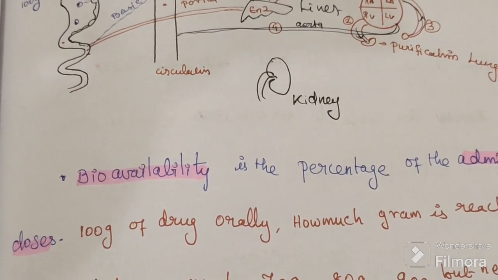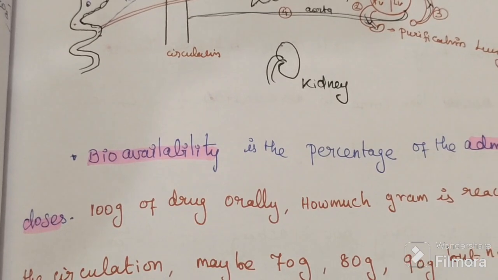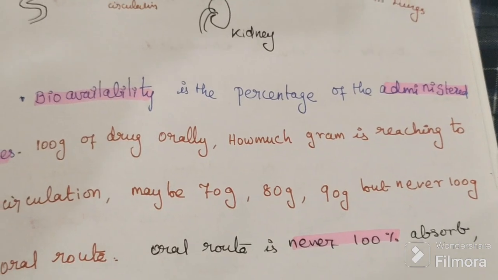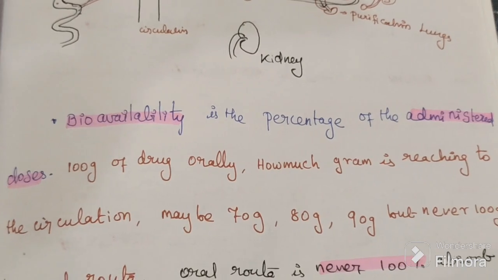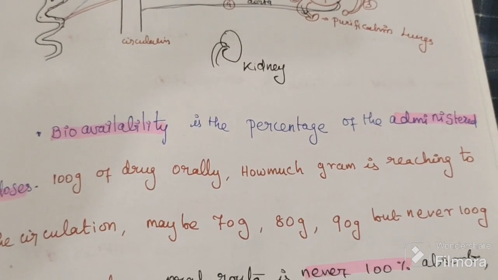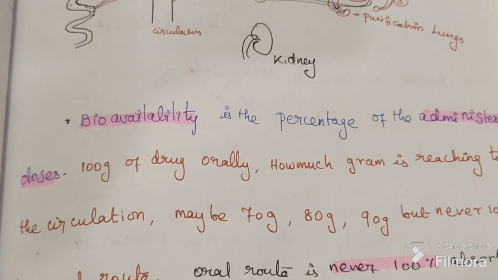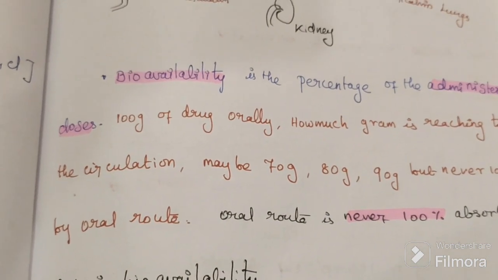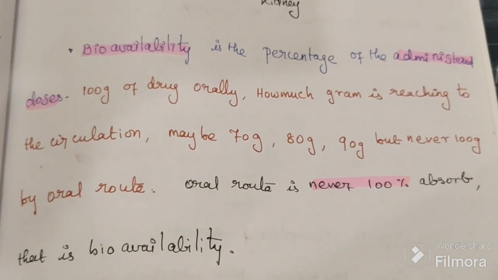Whatever you are giving, it is never 100 percent absorbed. So that is bioavailability. Bioavailability is the percentage of the administered dose, whatever dose you are giving, that is reaching the circulation. That is the bioavailability of the drug.